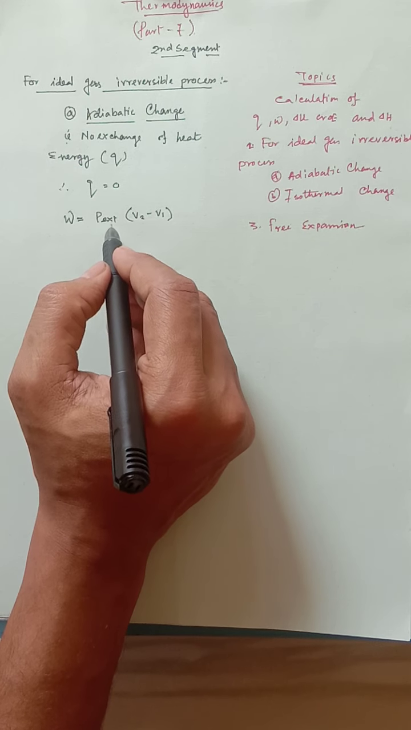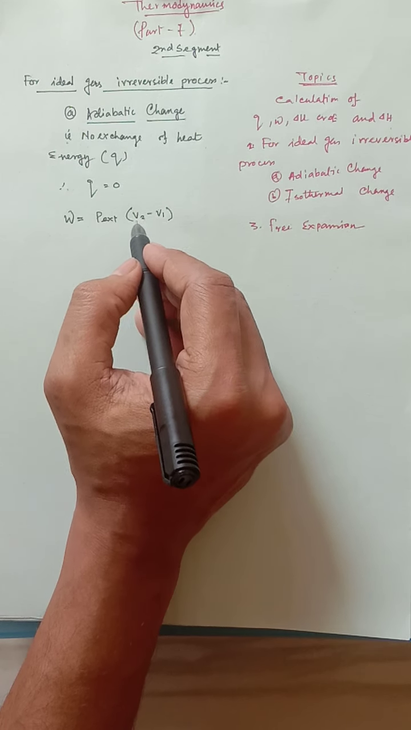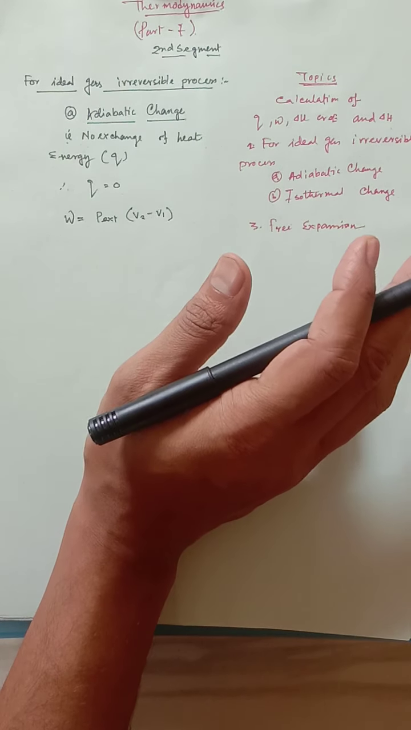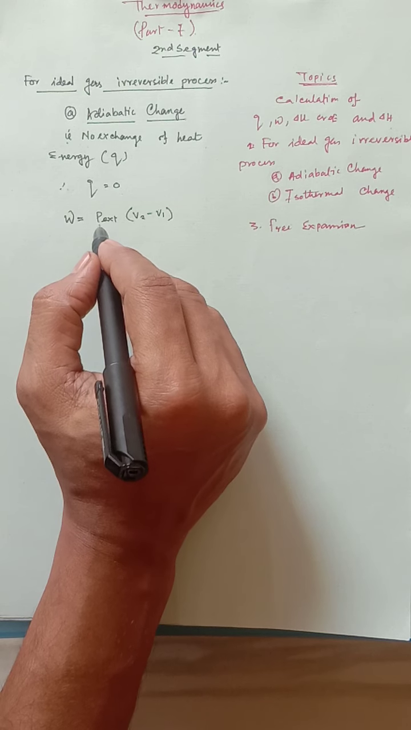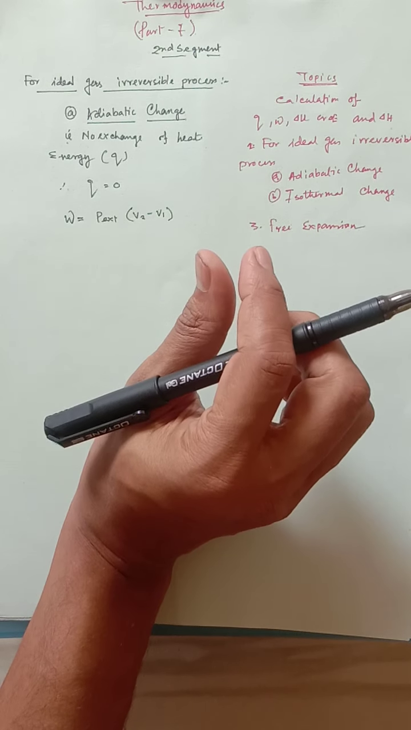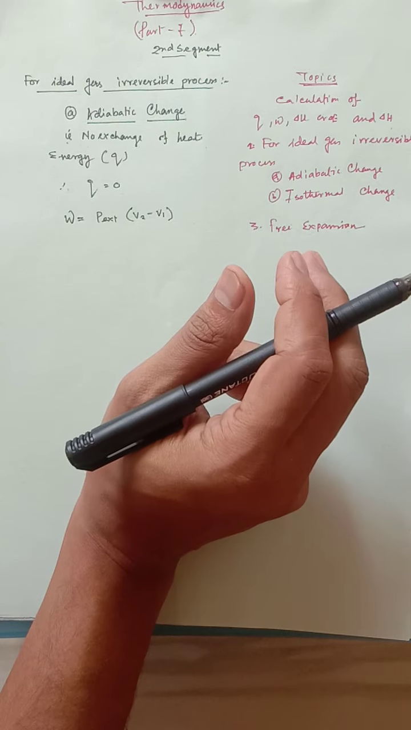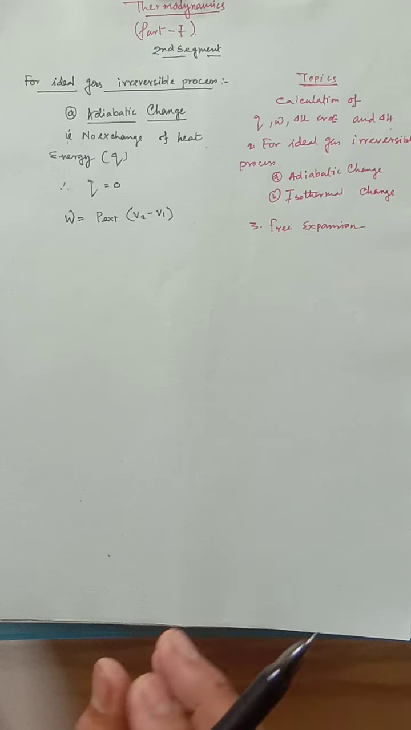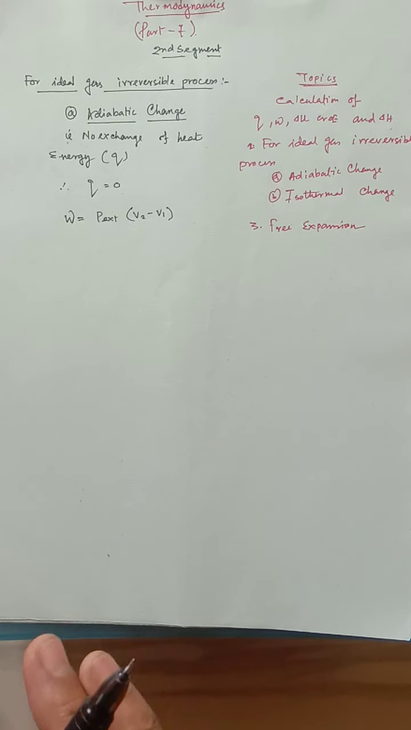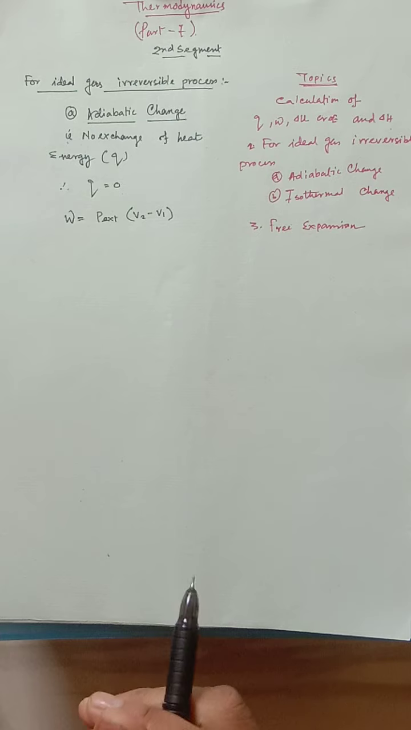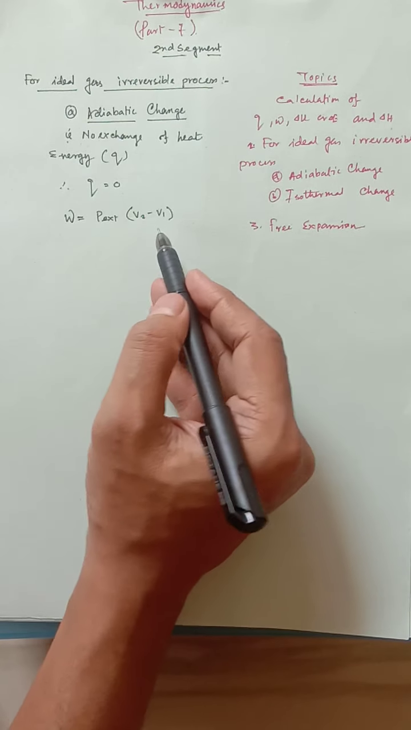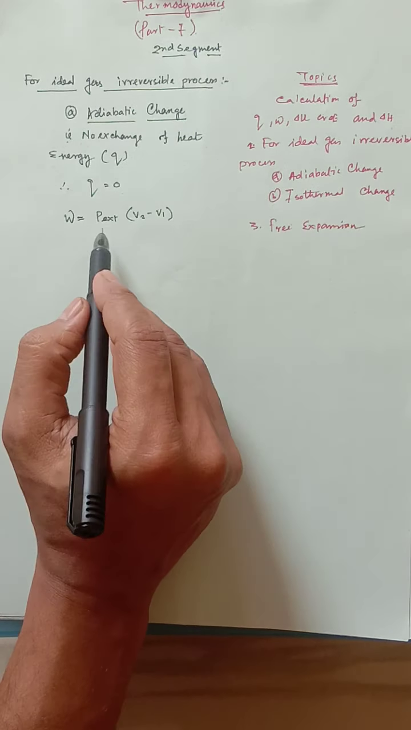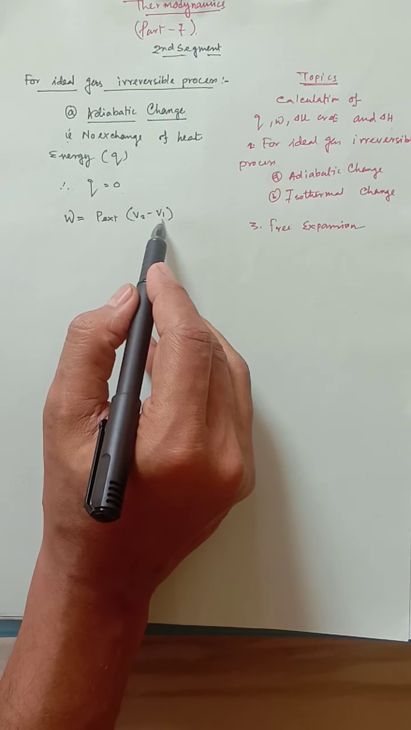W equals P external times (V2 minus V1). Mind that I have not written dV here. Earlier in case of the reversible one, I wrote P dV. dV means a small change, because in a reversible process very small changes happen, it is done very slowly with an infinite number of steps. But because this is a sudden change, I have used the final volume and initial volume. So here W can be calculated in this manner.